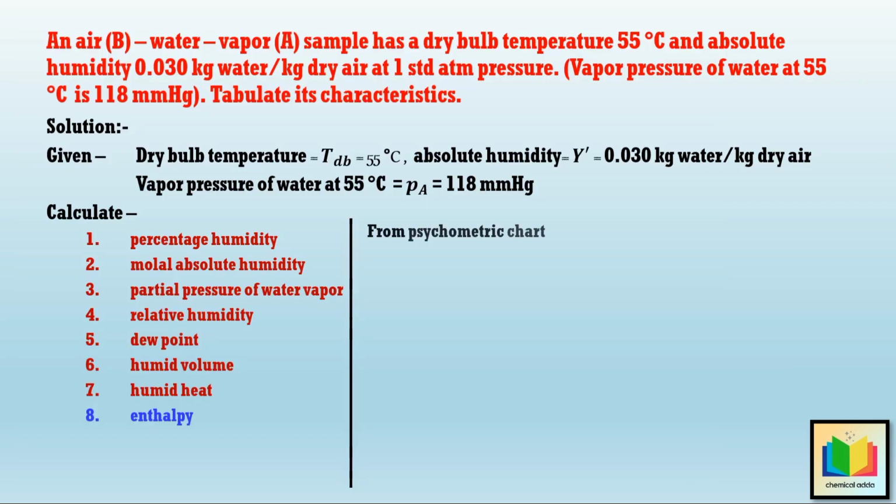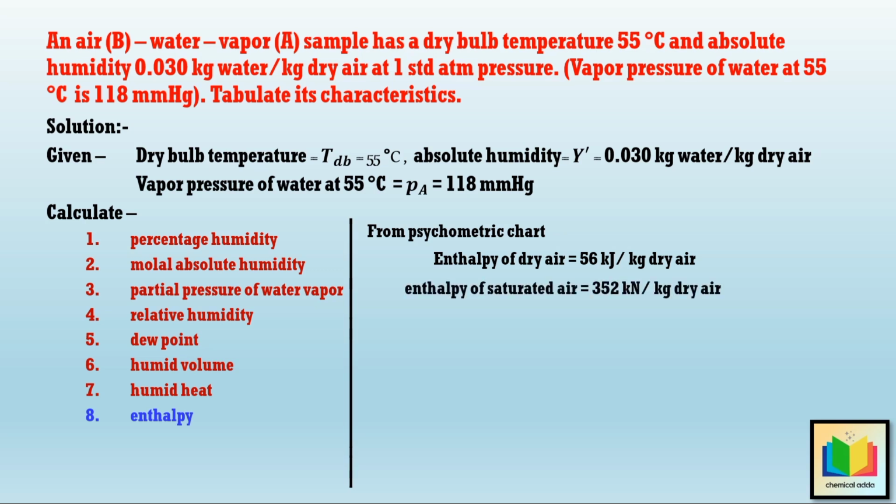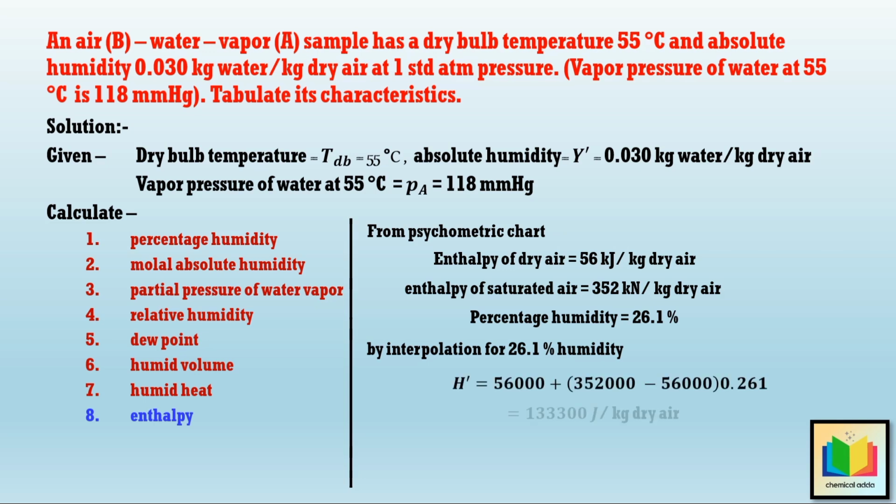Hence, from psychometric chart, we get enthalpy of dry air is equal to 56 kilojoules per kilogram dry air, and enthalpy of saturated air is equal to 352 kJ per kilogram dry air. But the percentage humidity of the sample air is 26.1%. Hence, we have to calculate the enthalpy of sample air at 26.1% humidity. Hence, enthalpy of sample air is obtained by interpolation for 26.1% humidity. Hence, we can calculate it as. Hence, we get enthalpy equal to 133,300 joule per kilogram dry air.